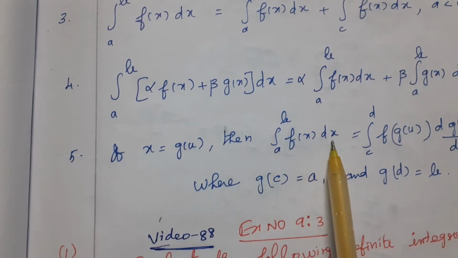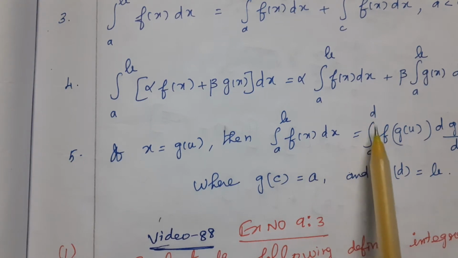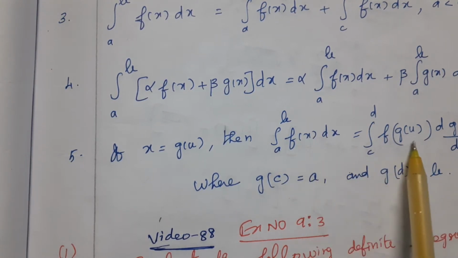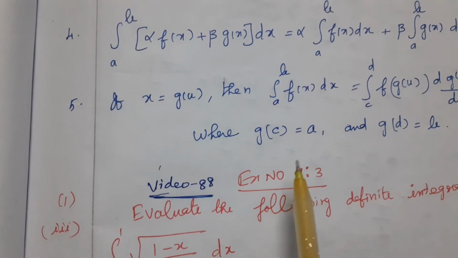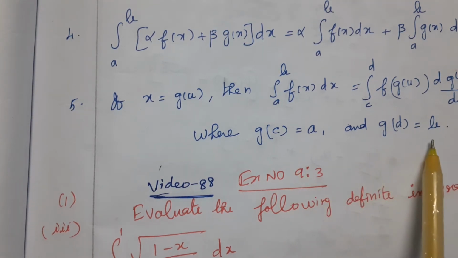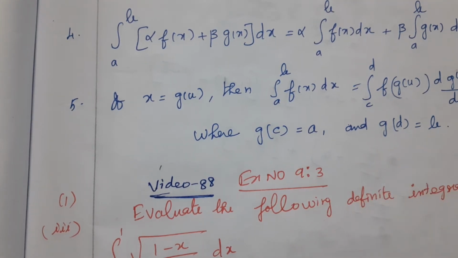Again, the fifth one: suppose x is equal to g of u, then integral of a to b f of x dx is equal to integral of c to d f of g of u, into the derivative of g of u with respect to u, du, where g of c is a and g of d is b. Go through the properties.